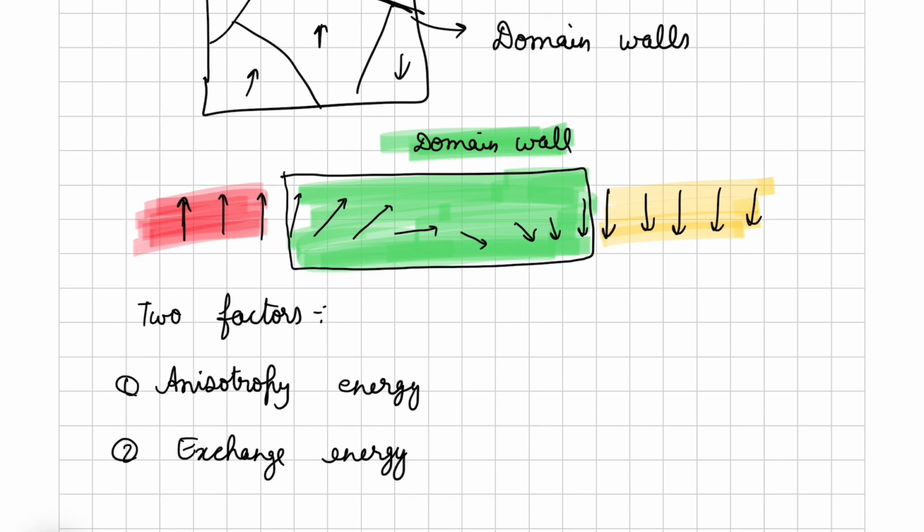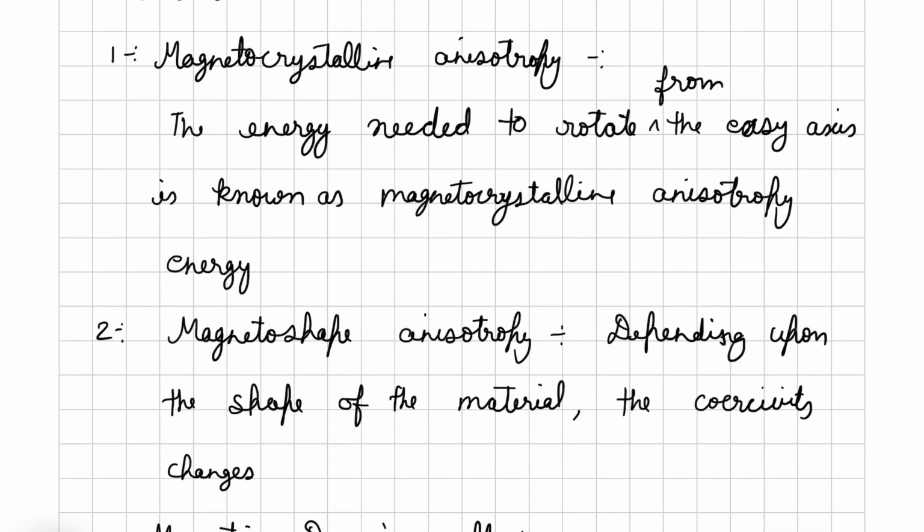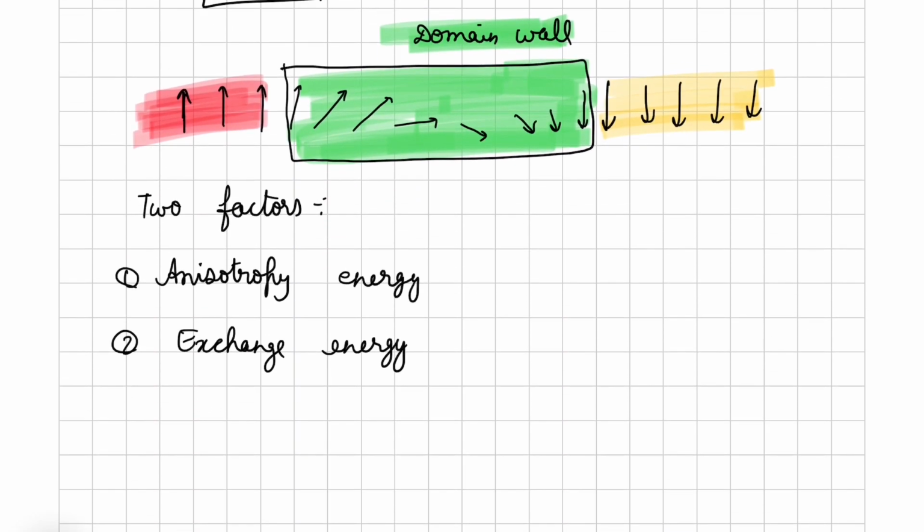So as I said, anisotropy energy is the energy needed to rotate from the easy axis direction. Okay, so the anisotropy energy tries to rotate a spin, let's say from here to here. Let's call it E1, and exchange energy is E2. So what is exchange energy? Exchange energy wants two neighboring spins to align along the same direction.